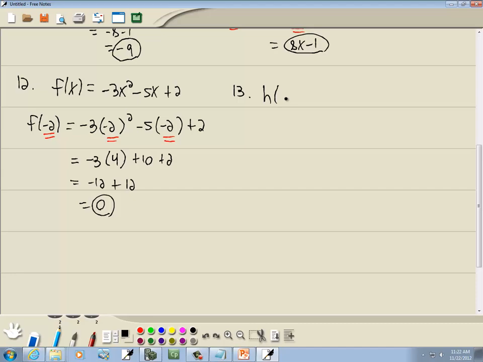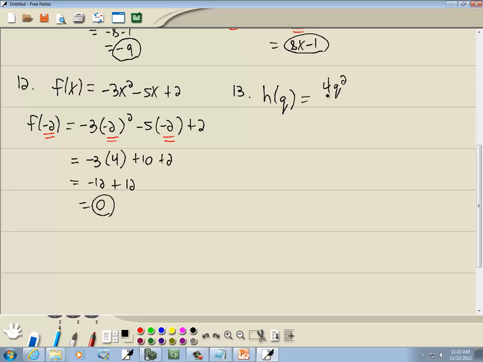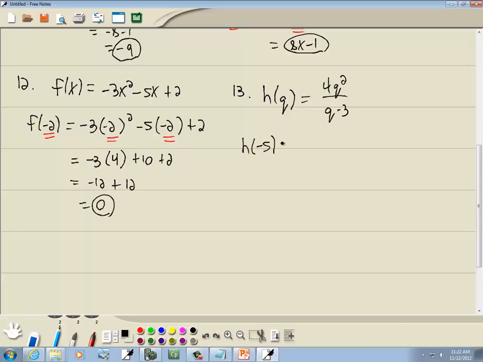And number 13. We've got h of q is equal to 4q squared over q minus 3. And we want to find h of negative 5. Well, again, same thing. We go through, and everywhere we have a q, in this case, we put parentheses. Doesn't matter what variable you have. Everything else remains as is. Whatever's inside the parentheses here is what goes in right here. So we're going to put in negative 5 and negative 5.